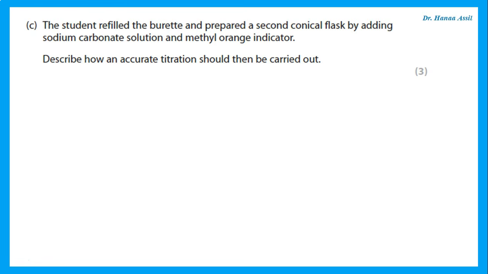The student refilled the burette, prepared a second conical flask by adding sodium carbonate and methyl orange. Describe how an accurate titration should then be carried out. So what are we trying to describe? We've done the experiment and we found that the volume should be around 23.4. But we think that this actually is not very accurate. So I need to repeat the titration.